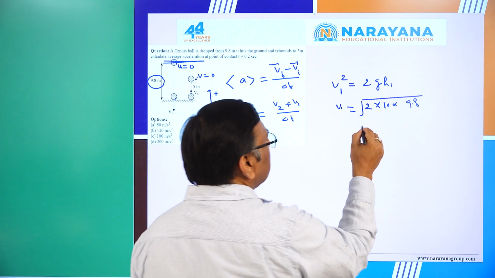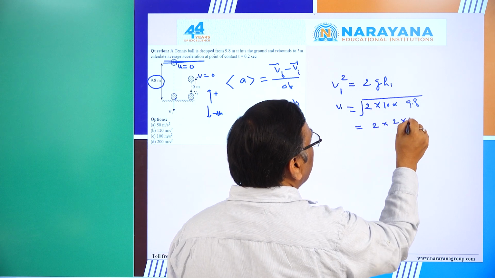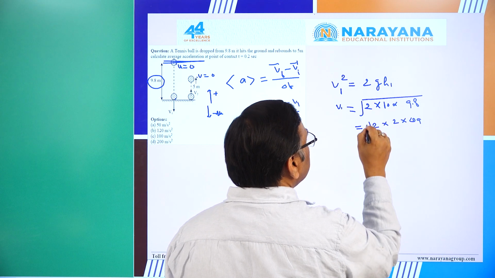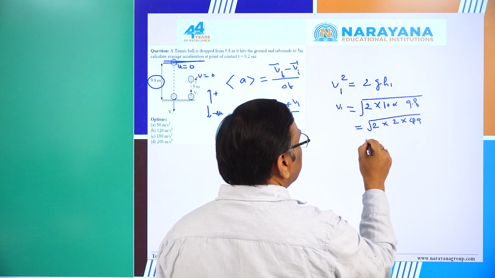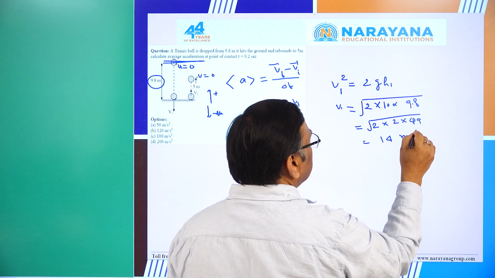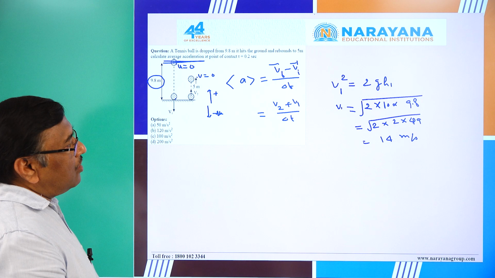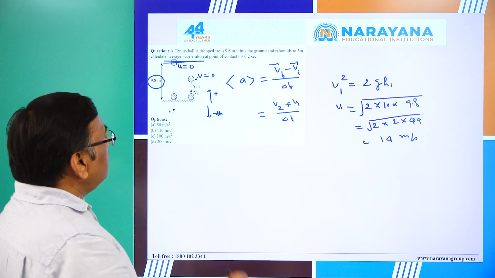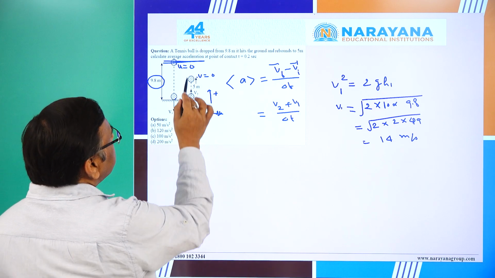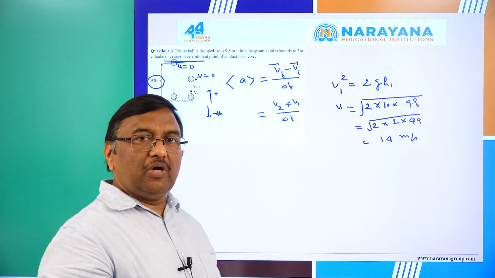Okay, so it is 2 into 98, or 2 into 49 will make it easy for us. So under root of this is going to give you how much? 14, if I am not wrong, meter per second is the velocity with which the body is impinging with the ground, isn't it? Now in the second part, he is saying the body is rebounding back and going to the maximum height of 5 meter. That too again is easy.